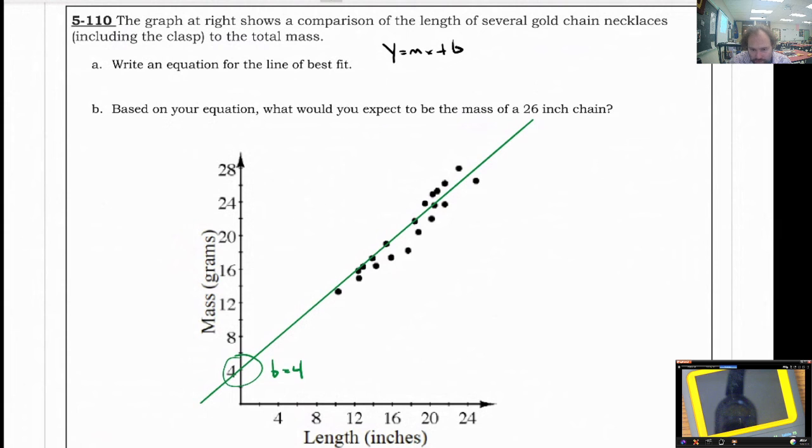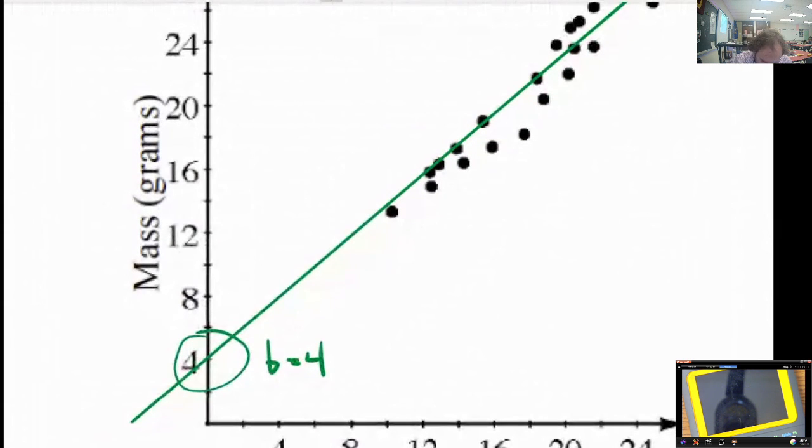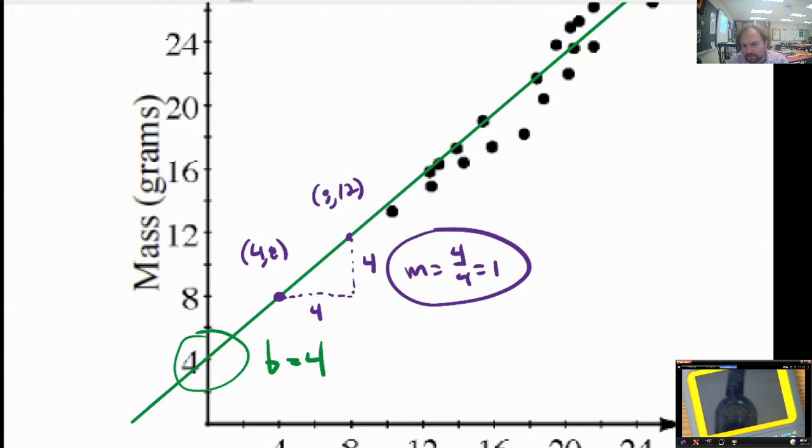As far as the slope goes, this is going to be really tough to find because there's not a grid on this. So I'm just going to eyeball some points. That looks like the point 4, 8 to me. Is that the point 8, 12? I'm going to call it the point 8, 12. This is all a very rough estimation anyway, so I'm just going to pick out a couple points that I think are on the line. It looks like 4, 8 and 8, 12 are on there. That's a change in y of 4 and a change in x of also 4. So my slope would be 4 divided by 4, which is 1. And I kind of like that. 1x plus 4.